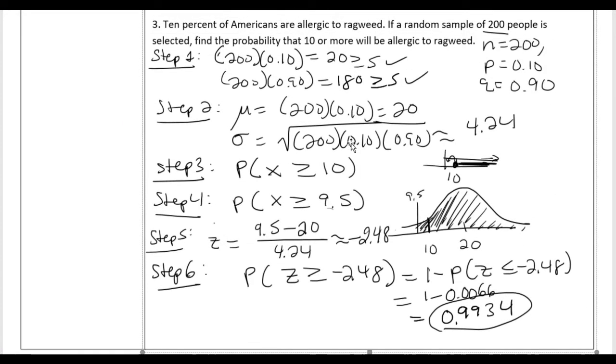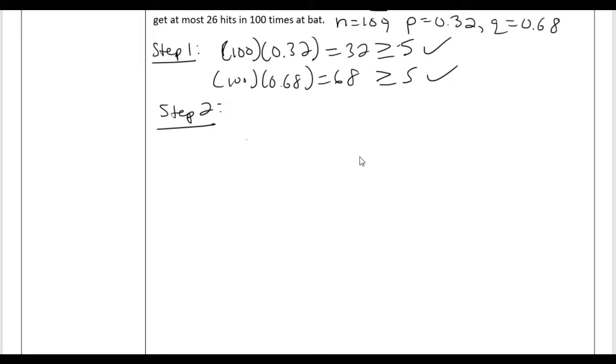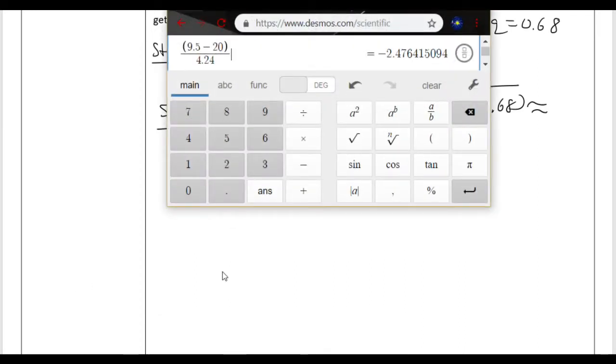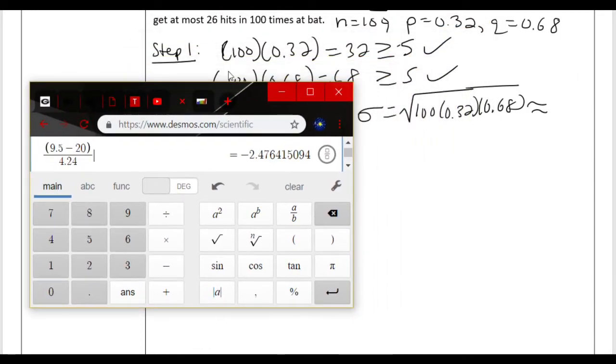Step 2, you want to calculate the mean and standard deviation. So the mean is 32. We already calculated that earlier. Standard deviation is the square root of 100 times 0.32 times 0.68. We already know that 100 times 0.32 is 32, so we have to do 32 times 0.68, and then take the square root of that. That gives about 4.66.